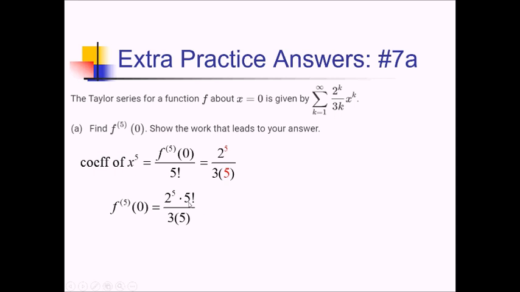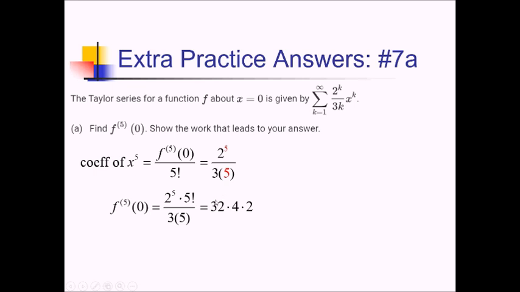really 5 times 4 times 3 times 2 times 1. The 1 I don't have to worry about. The 5 out of that cancels with this 5, as does the 3. So really all that's left from 5 factorial, if I expand that, is a 4 and a 2. So we have 2 to the fifth, which is 32, times 4 times 2.